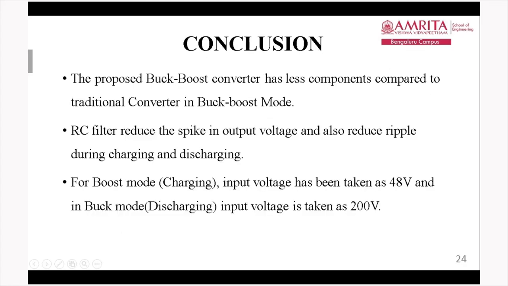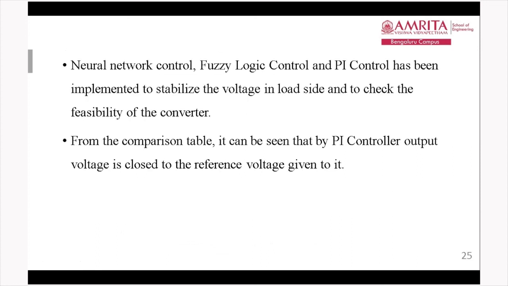So, conclusion: the proposed buck boost converter has fewer components compared to the traditional converter in buck boost mode. The RC filter reduces the spikes in output voltage and also reduces ripple during charging and discharging. For boost mode, the input voltage is taken to be 48 volt, and for buck mode, the input voltage is taken as 200 volt. Neural network control, fuzzy logic control, and PI control have been implemented to stabilize the voltage on the load side and to check the feasibility of the controller.